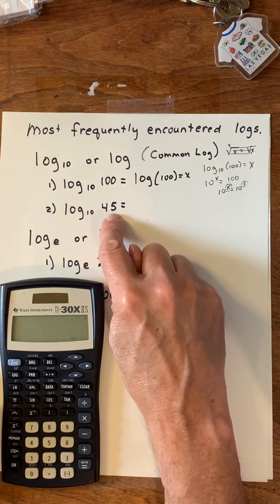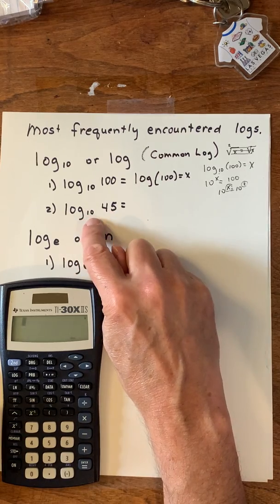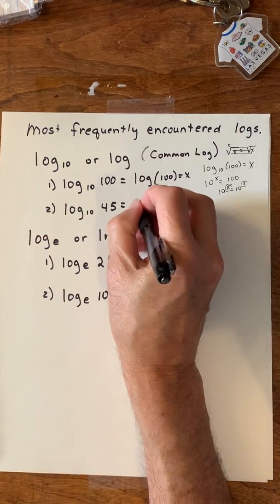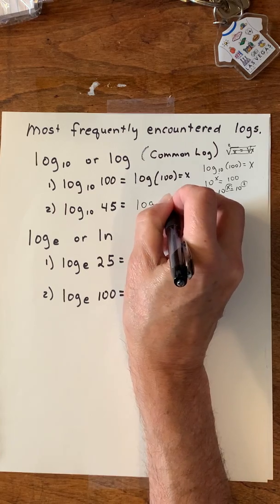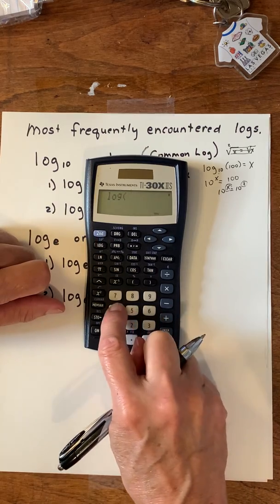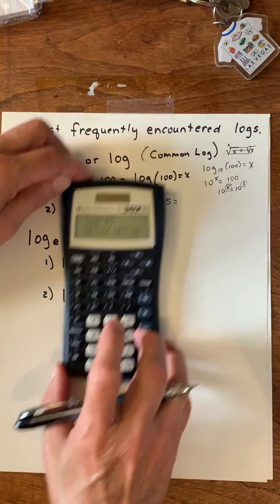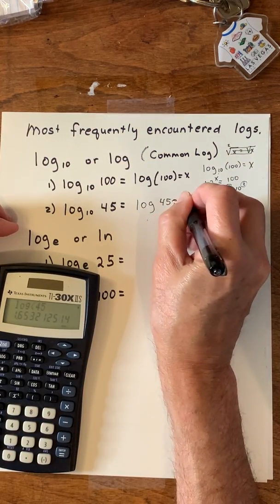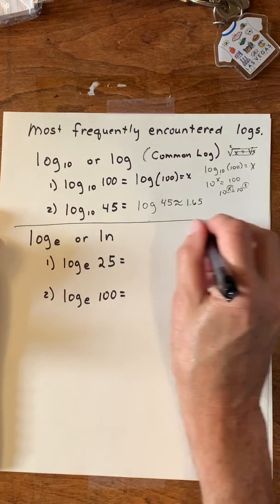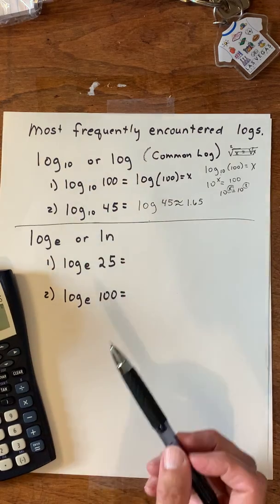Hey, this is not going to come out even, is it? Because 45 is not 10 to some power. So let's find out what log base 10, or log of 45, is. And we would typically write that as log of 45, and we use our calculators. Log of 45 is, rounding to 2 decimal places, 1.65. So this is approximately equal to 1.65. All right, that's the common log, and you have a function key on your calculator to do log base 10.